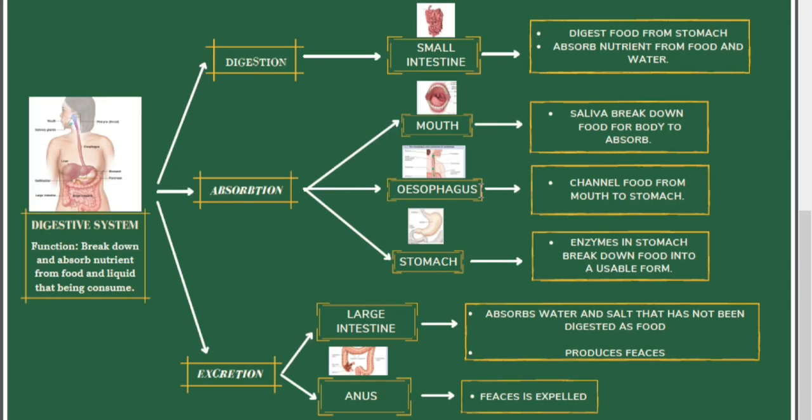And the third process, excretion, involves two main organs, which are large intestine and also anus. Large intestine is used to absorb water and salt that has not been digested as food, and also produce feces. And anus is used to expel the feces. So that's all for me.